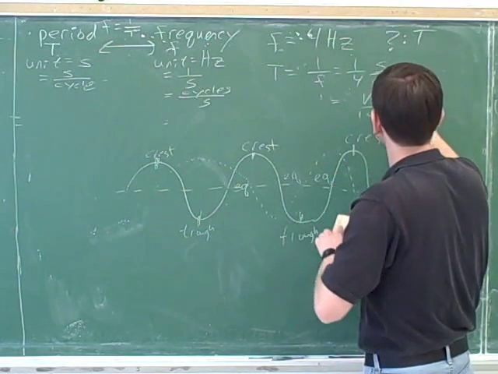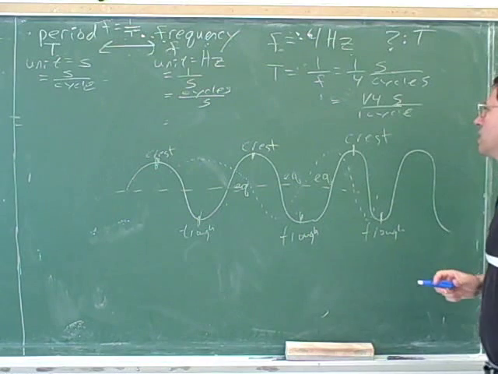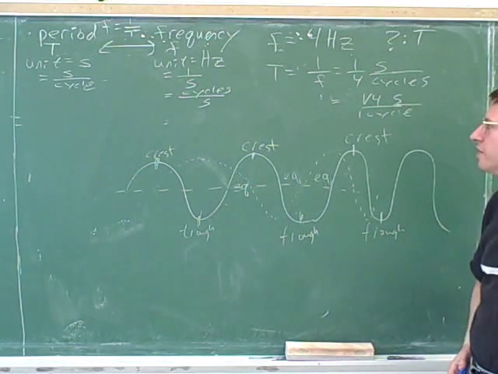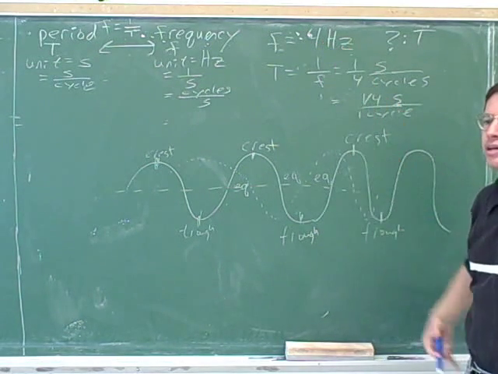Okay, right. It takes a 1/4 second to go through 1 cycle. Okay. And how would you interpret this number?